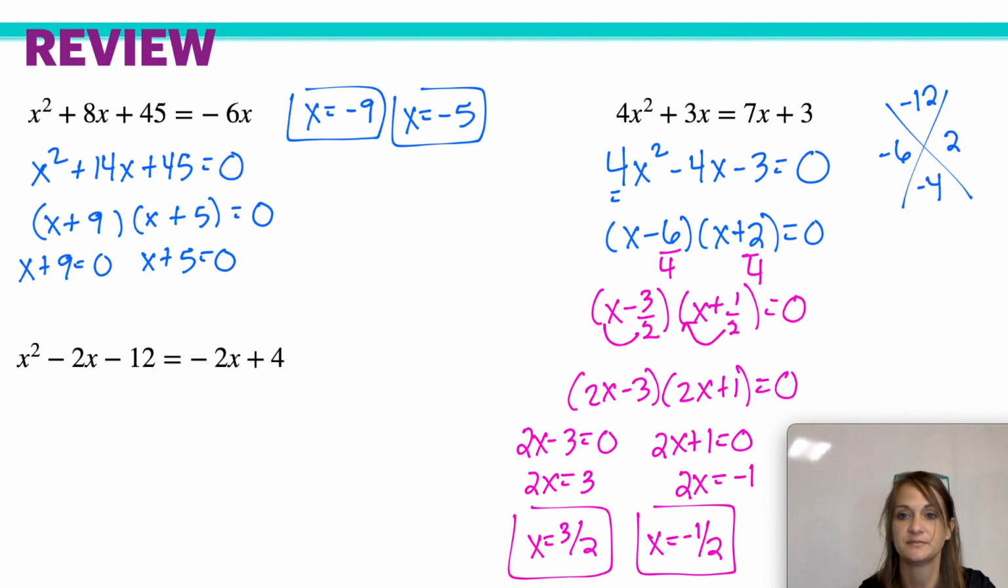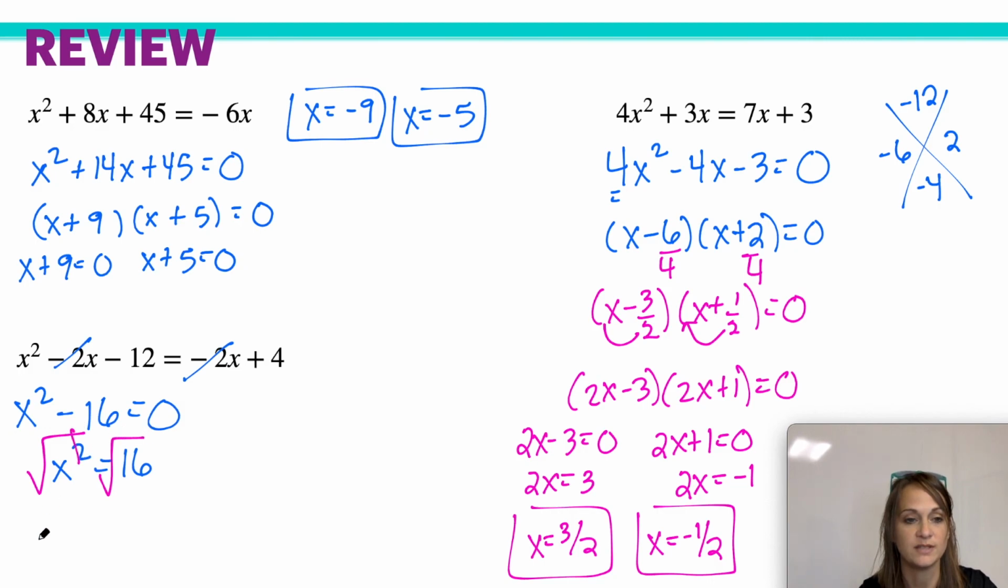And last, to solve, you would need to get everything on the same side. So I need to add 2x, which cancels that 2x, and I subtract 4, and I get -16. In this case, because x is in only one term, I can actually solve for x. So I'm going to add 16 to both sides, and then I have x squared by itself. I can take the square root of both sides, and I'll get x equals plus or minus 4.